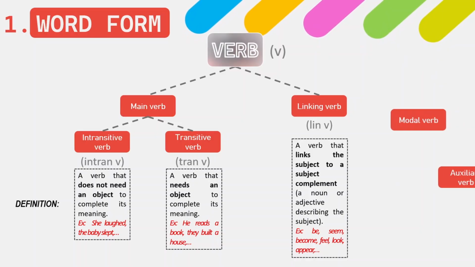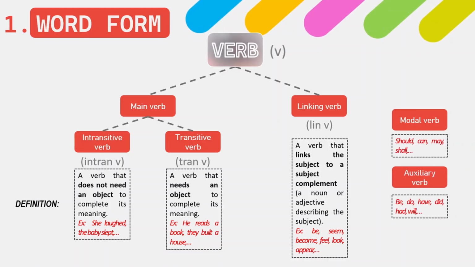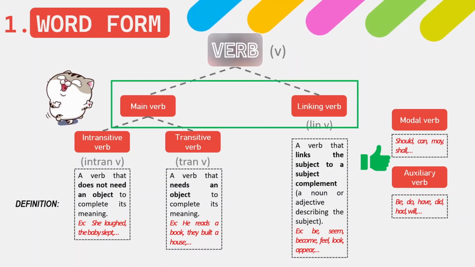There are other two types of verb as well, like modal verb: should, can, may, shall, or auxiliary verb: be, do, have, did, had, will. But they are pretty easy, so we're gonna skip that one. And what we are gonna concentrate on are main verb and linking verb.